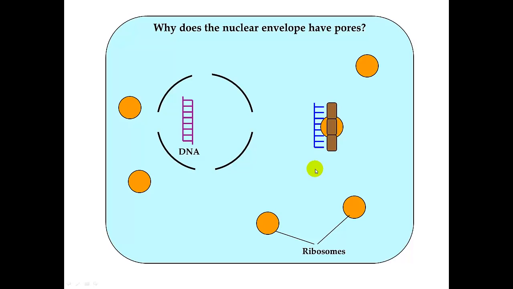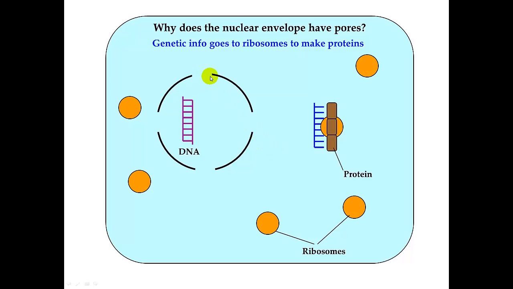But the point that we're making here is that different parts of a cell work together. That's the reason why you need holes or pores in the nucleus. So why does the nuclear envelope have pores? It's because it allows the genetic information to go to the ribosomes so that proteins can be produced.